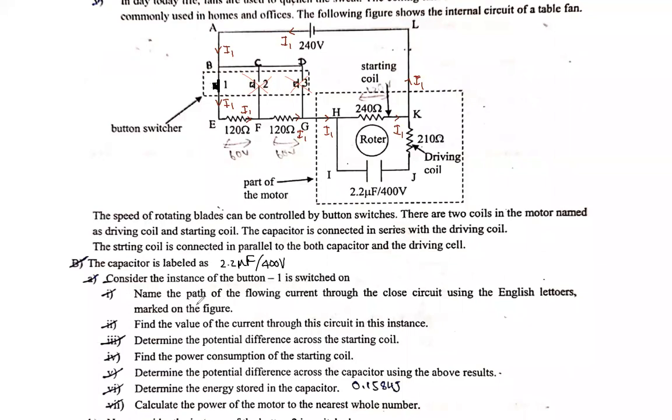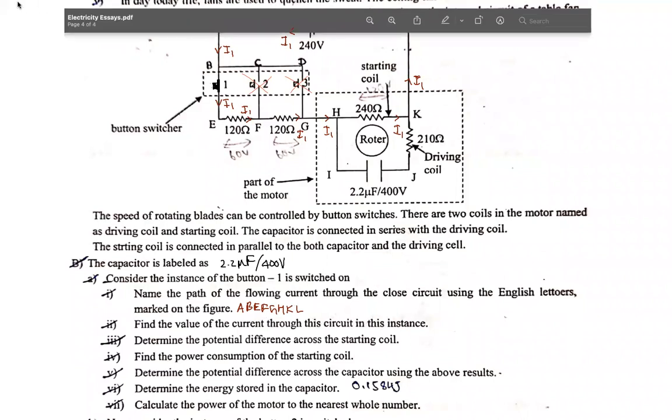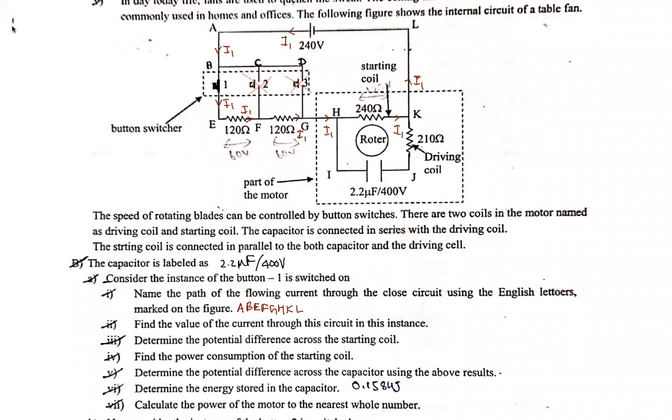Consider the instance when button 1 is on. Name the path of the flowing current through the closed circuit using the English letters marked in the figure. So you can say A, B, E, F, G, H, K, and L. All right, that's it. Next: find the value of the current through the circuit in this instance. So part B, Roman 2, how do you find it?